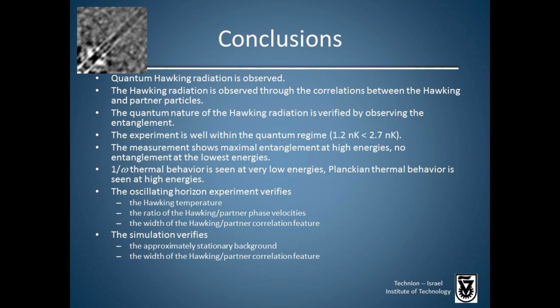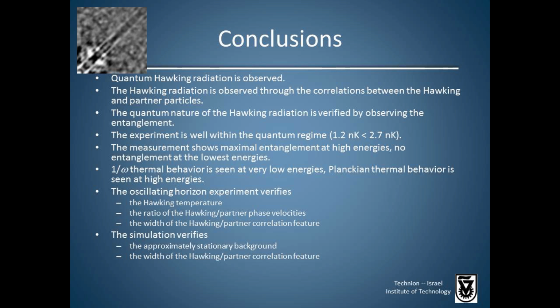The measurement shows maximal entanglement at high energies and no entanglement at the lowest energies. 1 over omega thermal behavior is seen at very low energies due to the finite cross-section of the correlation feature, and Planckian thermal behavior is seen at high energies due to the agreement with the Heisenberg limit.